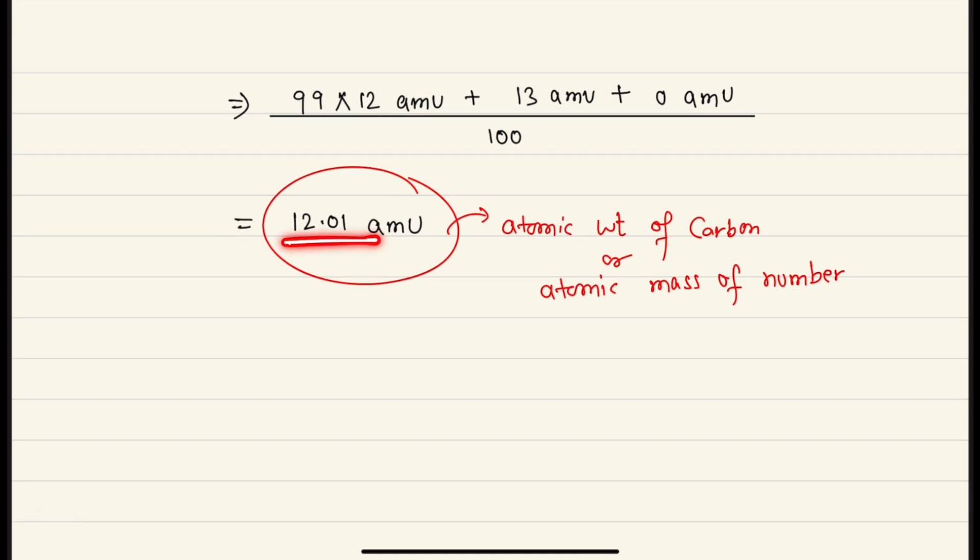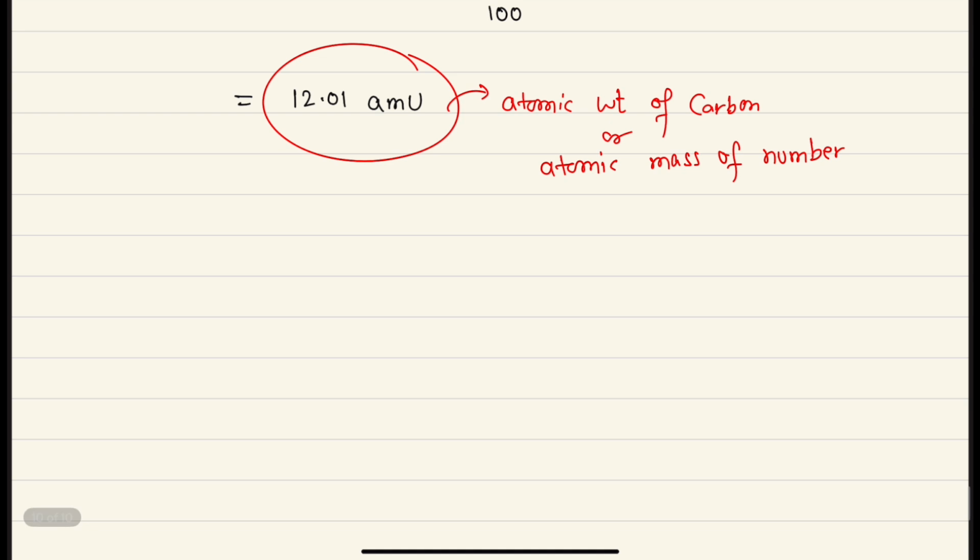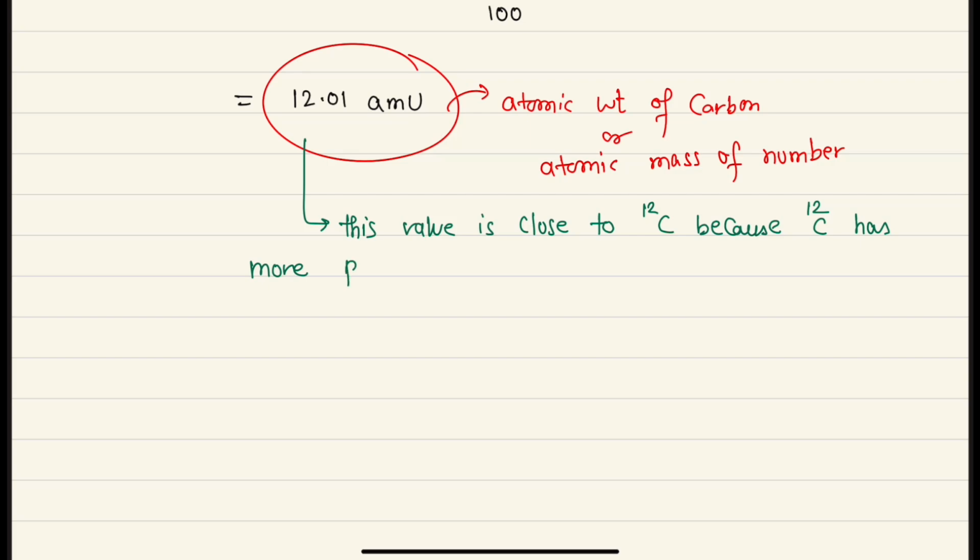And this value, you can see here, is very close to 12, right? Because C12 has a higher percentage. Understood? That is why this value is close. You can write it also: this value is close to C12 because C12 has more percentage abundance in nature.